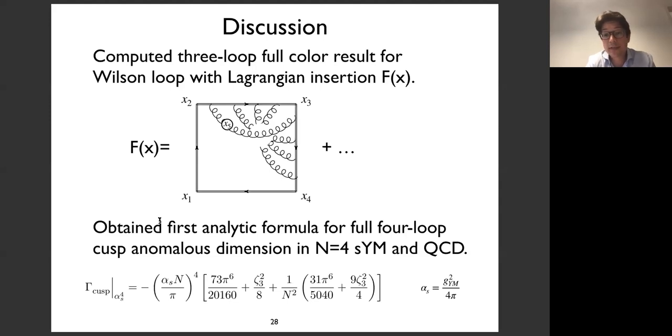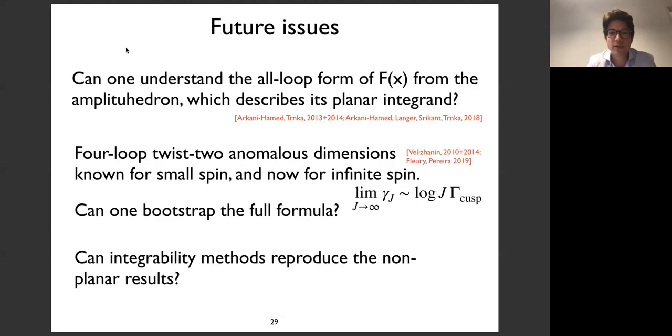We computed that for the first time to 3 loops, including the non-planar corrections. And then we used that quantity to extract from it, one loop order higher, the cusp anomalous dimension, which is given by this neat analytic formula here. And that then also allowed us to obtain the corresponding QCD result. Now let me close by making a few comments on future issues.